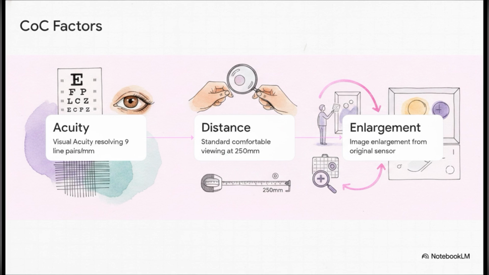Second, we have viewing distance. If you press your nose right up against a print, obviously it's going to look blurry. Stand across the room, and it looks sharp. So standard calculations assume a comfortable viewing distance of about 250 millimeters or roughly 10 inches.